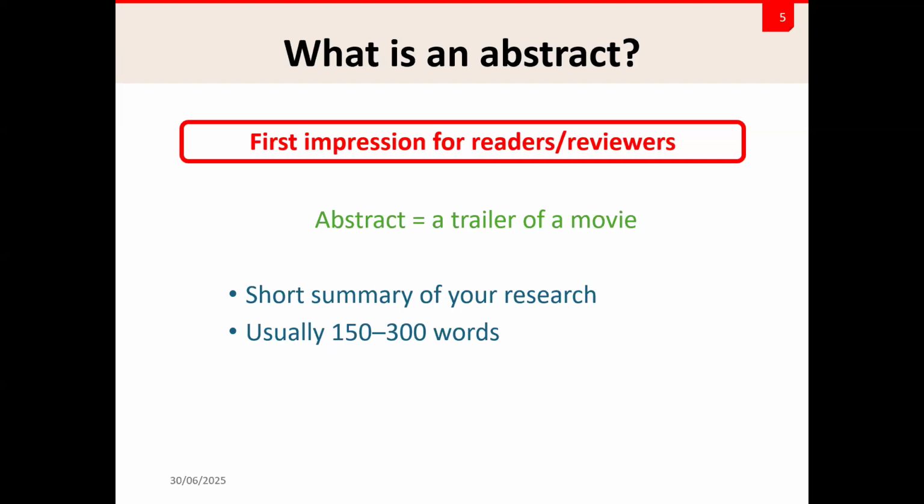Abstract is the first space which readers see. It is a short summary of a research. Usually, it's contained like 150 to 300 words. So abstract is the thing that reader thinks, do I really want to download and read this paper? Or in the case of reviewer, they think, do I want to take a time to review the paper? So it is important to write a correct and effective abstract.